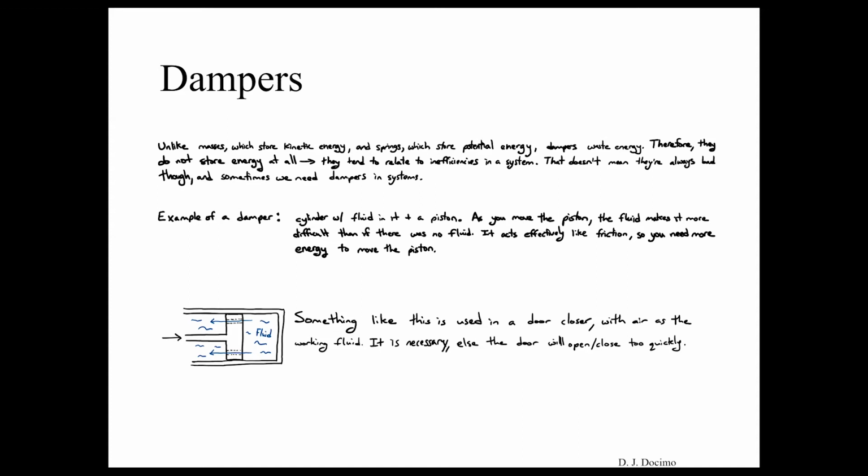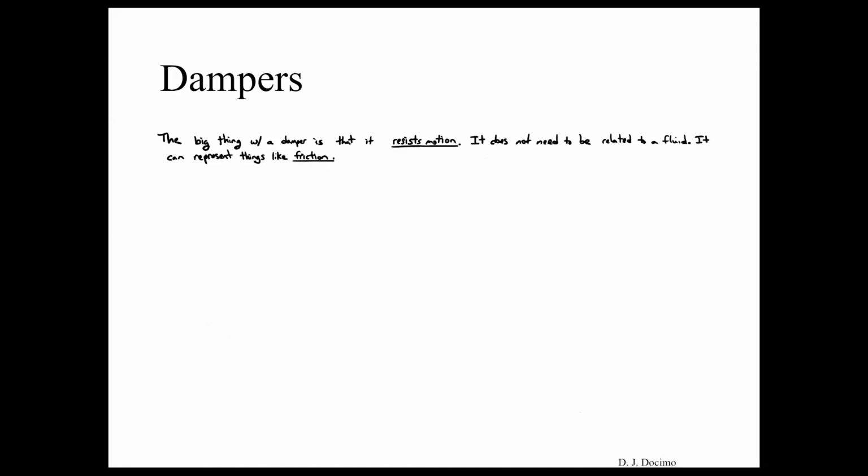Something like this is used in a door closer with air as the working fluid. We need this damper in here, or else the door will just open or, especially, close too quickly. Another example of a damper that we would need is a shock absorber, like those near car and plane wheels. The big thing with dampers is that a damper resists motion.